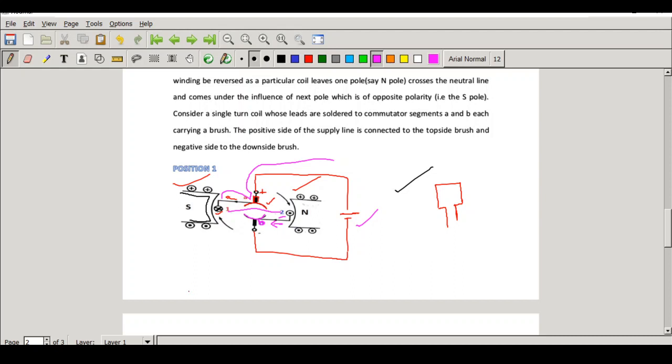So in position 1, if you see the conductor 1, the current direction is like this, and conductor 2, the direction is like this. Brushes are fixed, that you have to keep in mind. But when you move the conductor, what happens? The commutator segment will also move. That is, suppose I am moving this conductor to this position, the commutator segment will also move. So that we will see in the next diagram.